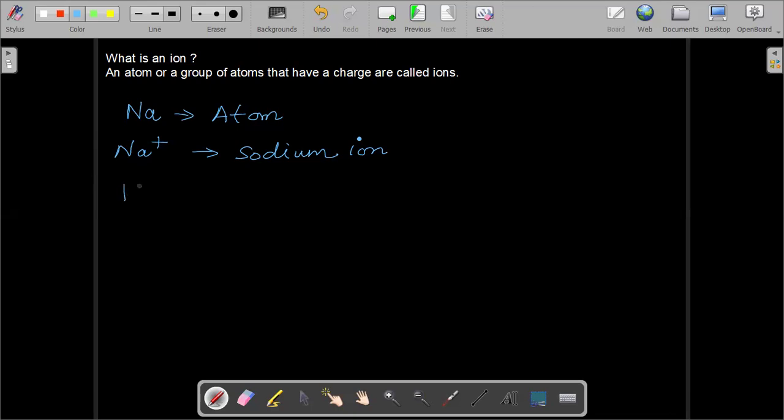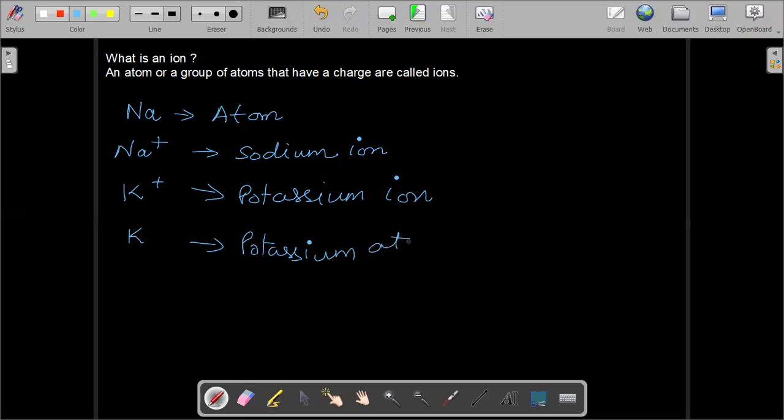Then we can have potassium. Potassium also has K+. Sir, potassium ion. Yeah, this is potassium ion. If I just write K, this represents a potassium atom. In the same way, there can be negative ions also. Like these are the positive ions.